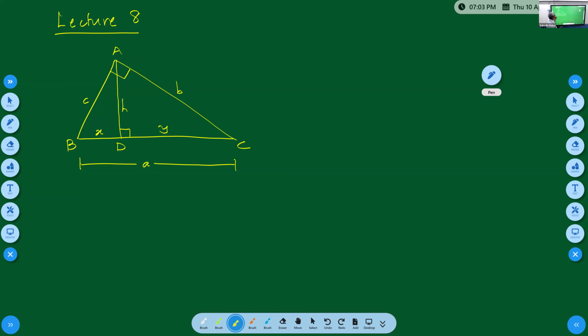Okay, so maybe you can try. The first result is h square is equal to xy. Prove that h square is equal to x into y.